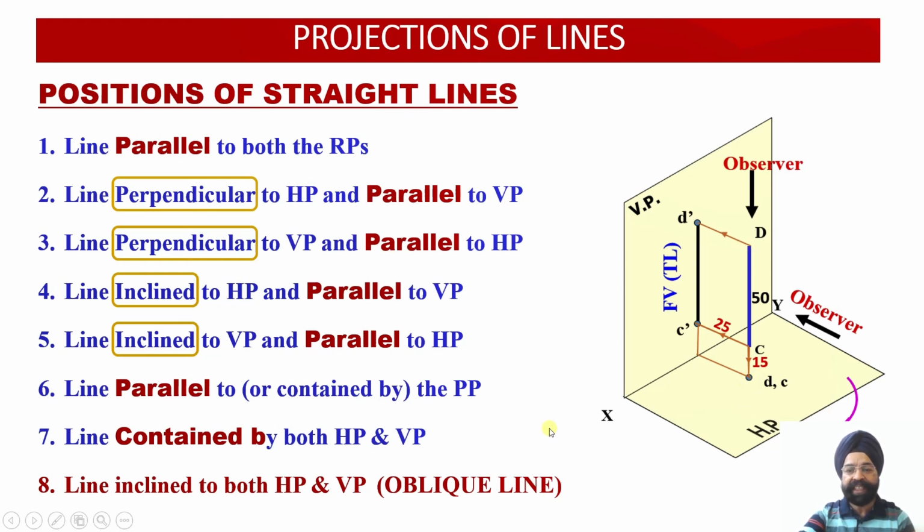So these first 7 cases we are going to discuss in today's lecture, whereas there is another line which is inclined to both HP and VP. If the line is inclined to both HP and VP, we are not going to get the true length of the line in projections either on HP or on VP, since the line is inclined to both the reference planes. So there we cannot determine the projection straight away. A separate method has to be used over there, so this we are going to pick up in the next lecture.